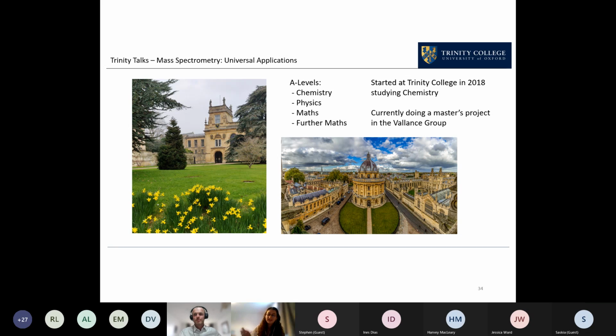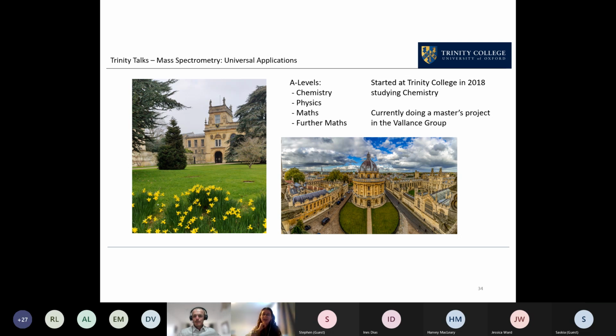I did my A-levels at private school. I was there on an academic scholarship, and my A-levels were chemistry, physics, maths, and further maths. I've always much preferred the sciences. That was a very easy decision for me to make, but it's not an easy decision for other people.